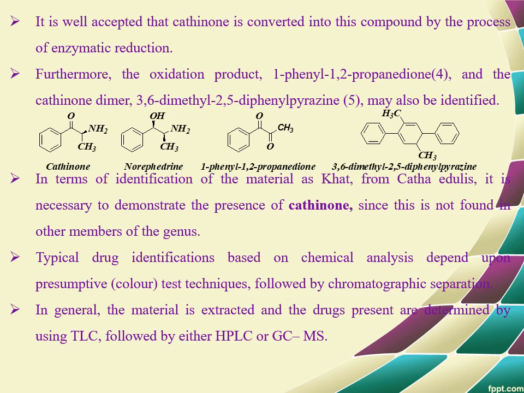In terms of identification of the material as Khat from Catha edulis, it is necessary to demonstrate the presence of cathinone, since this is not found in other members of this genus. The typical drug identification based on chemical analysis depends on a presumptive test followed by chromatographic separation, and in general the material is extracted and the drugs present are determined by using TLC followed by either HPLC or GC-MS.